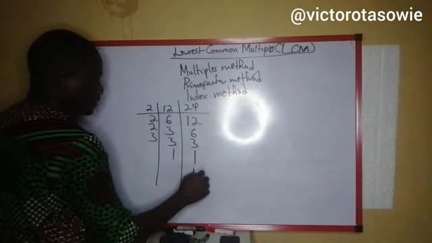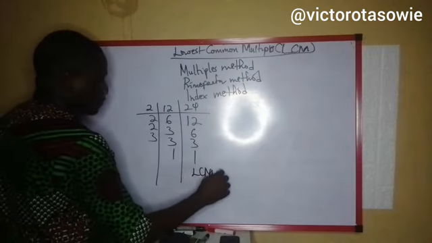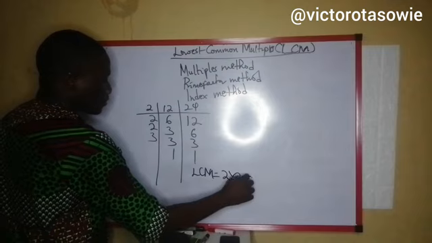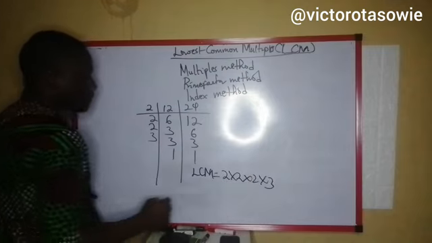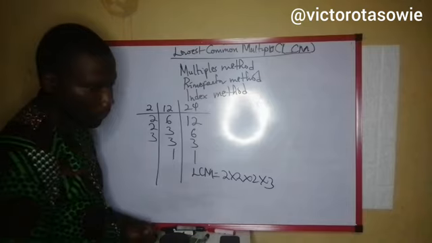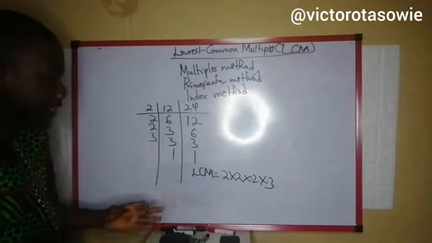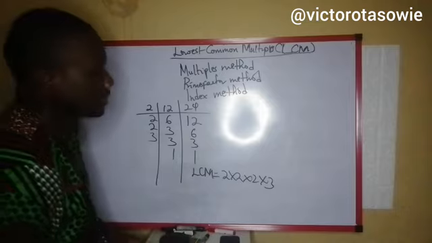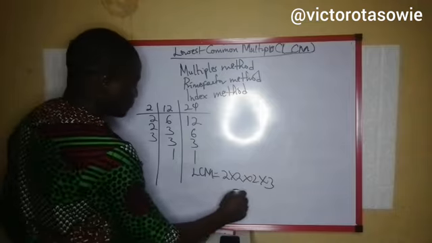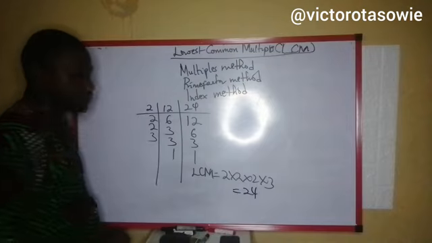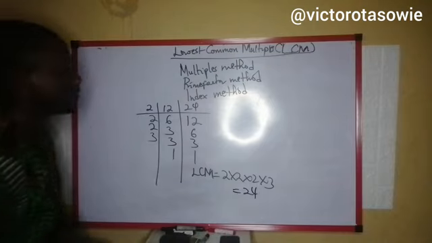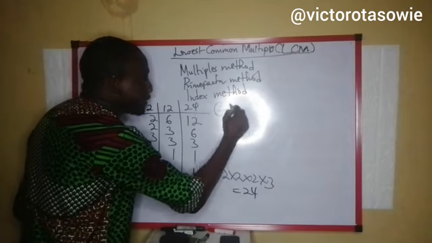So meaning that the LCM is equal to 2 times 2 times 2 times 3. And what is 2 times 2? 4. 4 times 2, 8. 8 times 3 is 24. 24. And this method is known as the grid method.